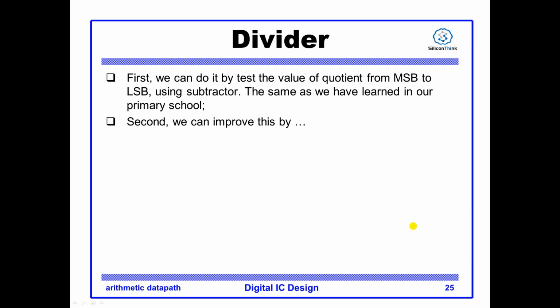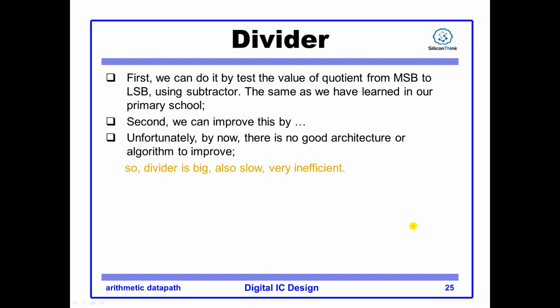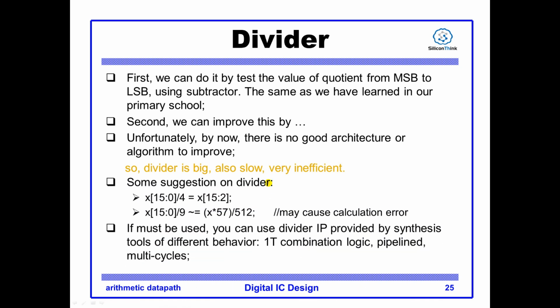Yes, you may think there must be some engineers who have invented some method to improve this. But unfortunately, there is no good architecture or algorithm to improve this. So the divider is big, slow, and very, very inefficient. So when you want to use the divider, maybe you can think of some other ways. For example, if the divisor is nth power of 2, you can just use bit shift. You can just use right shift.